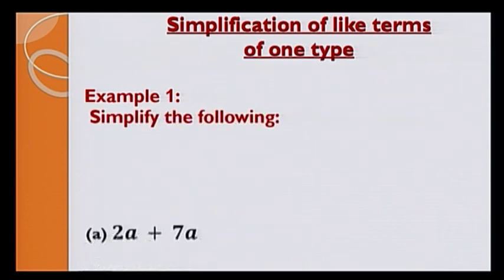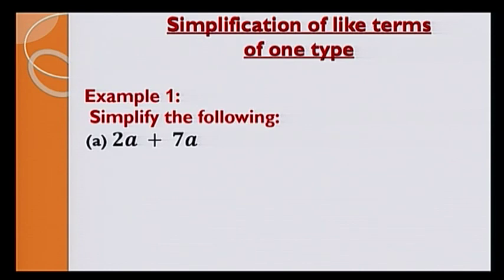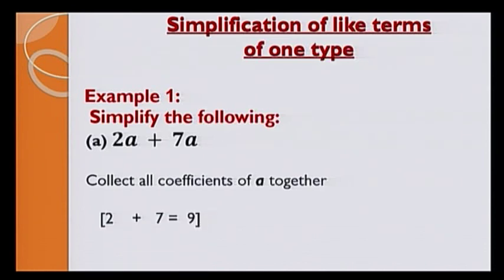Simplify the following. Here we have 2a plus 7a. These two terms are like terms. 2a and 7a have exactly the same variable. How are we going to simplify them? By collecting the coefficients of a together. We have 2 plus 7 is equal to 9. Therefore, the answer is 2a plus 7a is equal to 9a.